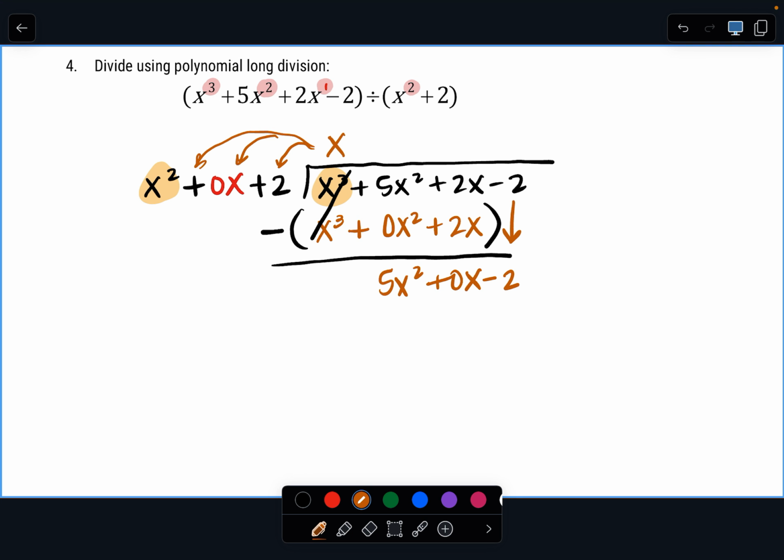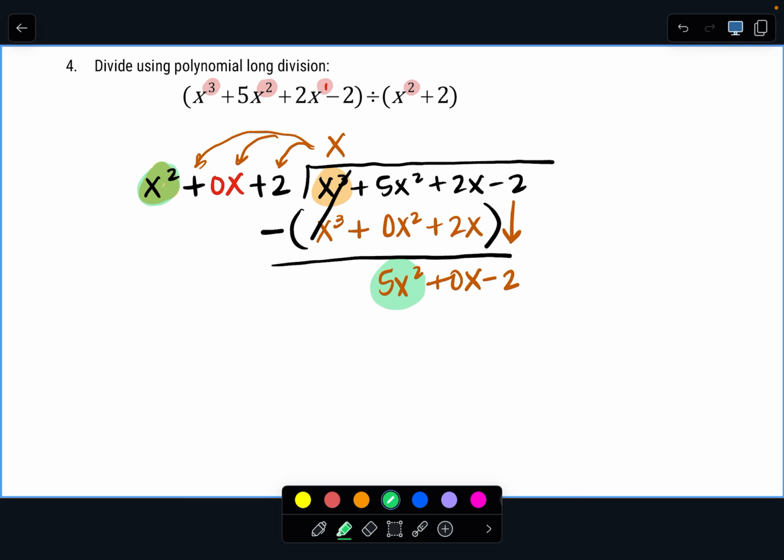One common mistake we see on the test: if you're not bringing these terms down constantly, some people will forget that they didn't bring something down and they'll stop when they have other steps they could do. So that's why I like to bring them down every single time I run through one of these steps for multiplying and subtracting. Okay, now let's look at x squared and let's look at 5x squared.